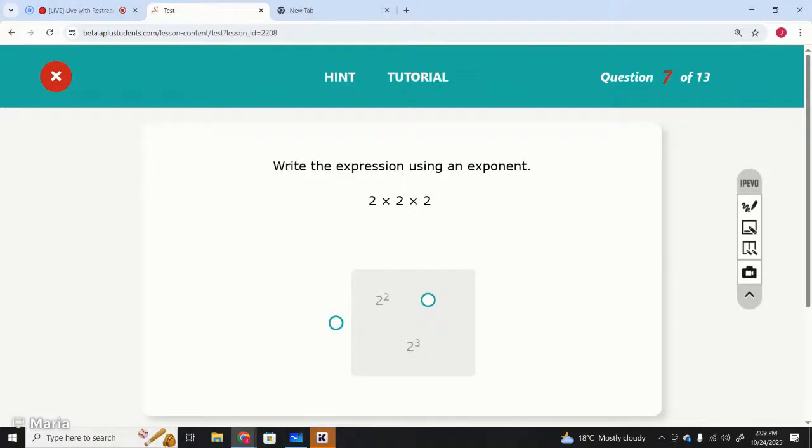Write the expression using an exponent: 2 times 2 times 2. So it will be 2 exponent 3. Option 2 is the correct option.